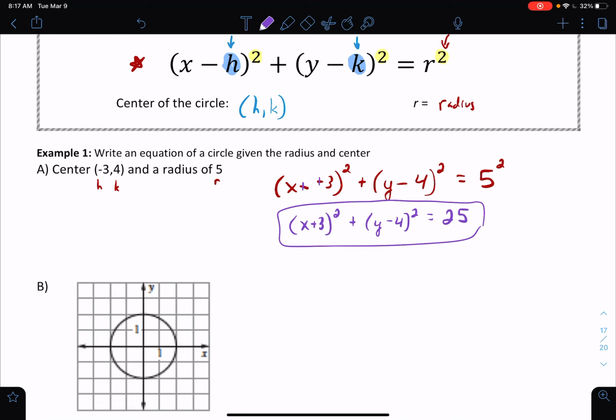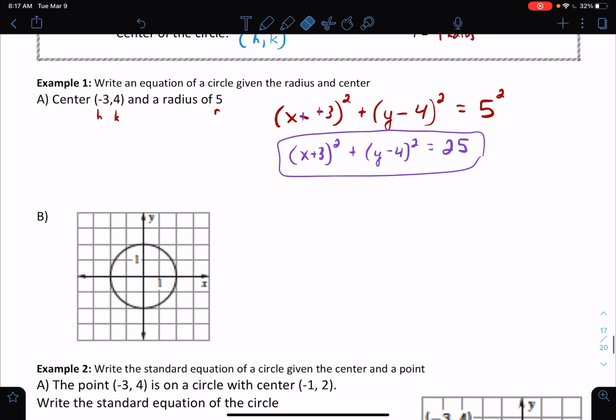Notice how the center is kind of the opposite of what you see. Right? You see x plus 3, but the center is -3. You see y minus 4, but the y coordinate of the center is +4. So it's the opposite of what you see in those parentheses. It's what follows the subtraction sign. Okay? Then we move to b.